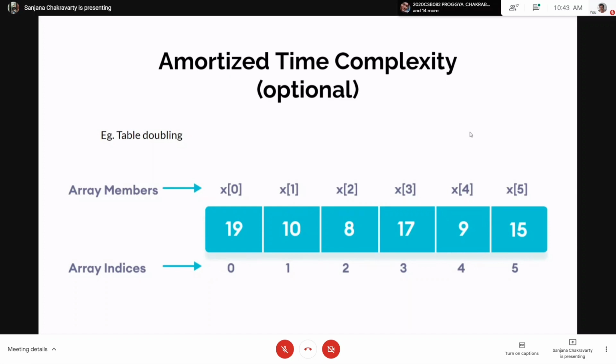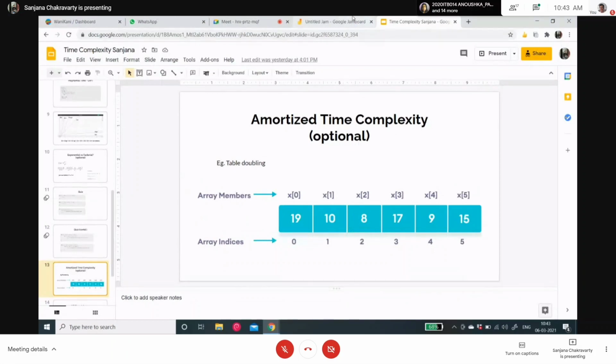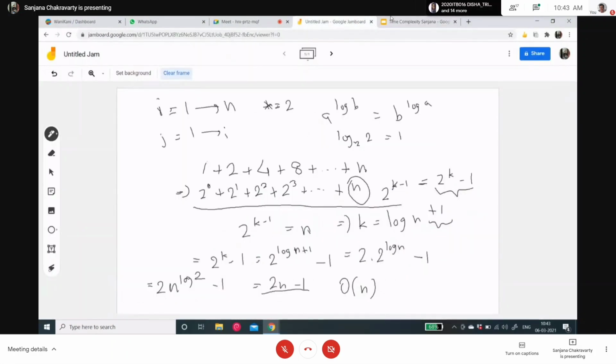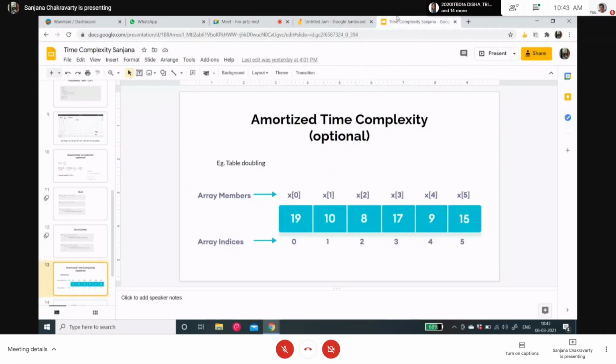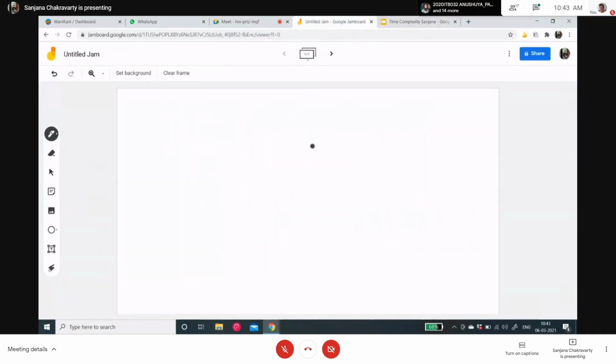I know many second years have not heard of amortized time complexity, but it is an interesting concept and a little advanced. So I will not be explaining it in great detail, but I will give you an example. One of the most common usages of amortized time complexity. So imagine you have an array.